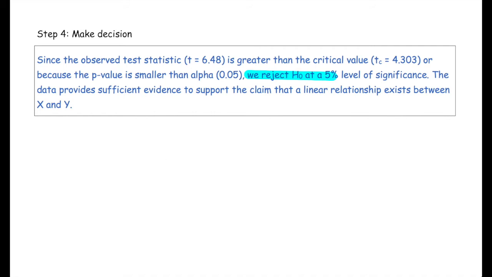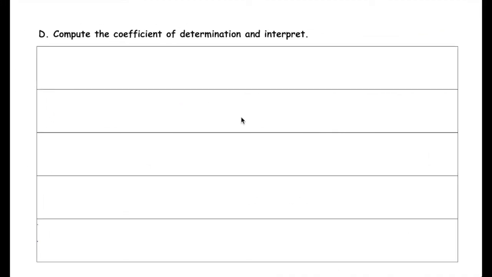So I hope that helps. Let's have a look at the next required. Here it says, calculate the coefficient of determination and interpret its meaning. So the coefficient of determination is simply the answer to r squared.